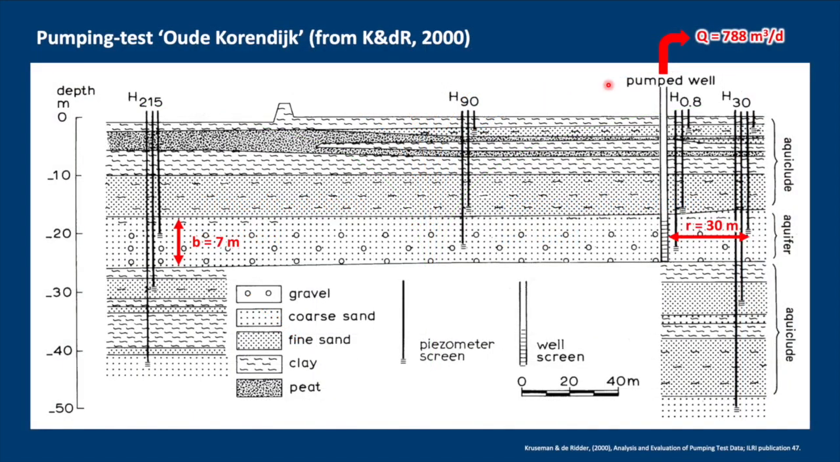Okay, let's illustrate it with an example from Kruseman and de Ridder, the Oude Korendijk pumping test. We had a pumping well here which was pumping at about 800 cubic meters per day, and there are 3 observation wells at 30 meters, at 90 meters, and at 215 meters.